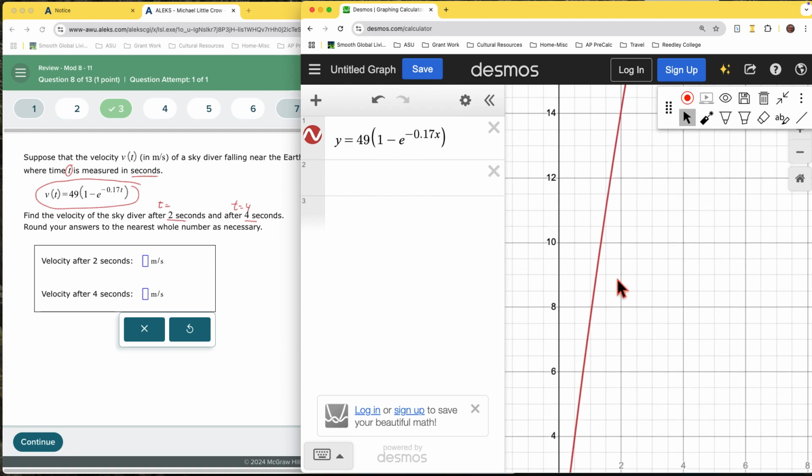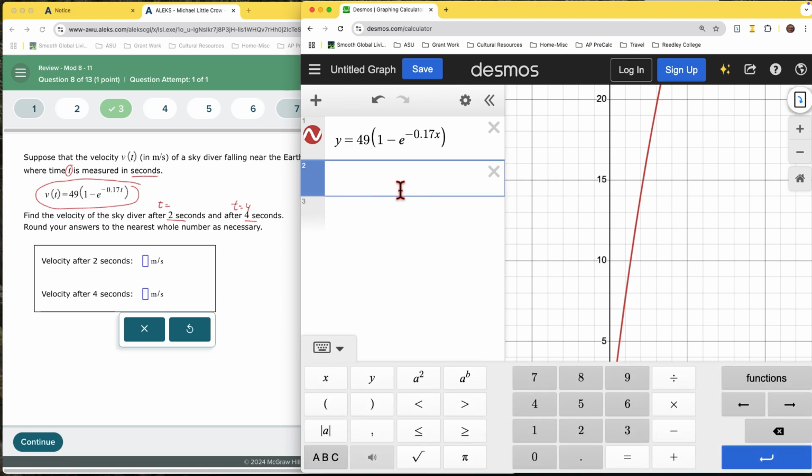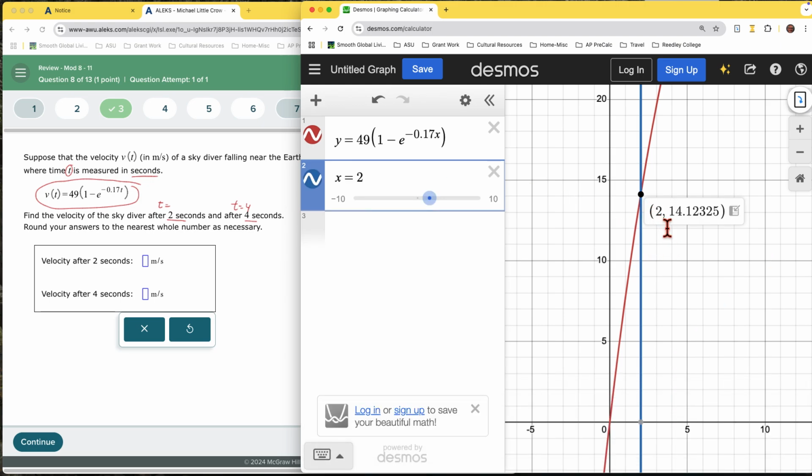Now, if you want to do this graphically, let's zoom out a little bit. One way you could do that is, let's say when t equals 2, x equals 2. So it gives us the vertical line, and we get an intersection. We've got our value here. When t equals 2, the output value is going to be 14.12. Round your answers to the nearest whole number as necessary. So if we round 14.12 to the nearest whole number, that'll be just 14. Right? So we could actually put that in here.